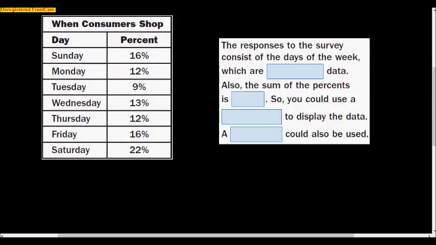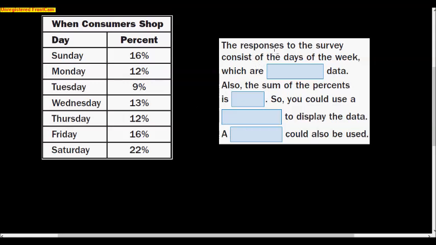Okay, so here's your first example. What they've got here is a survey that was taken, and people were asked what day of the week they went to the grocery store. You can see every day of the week is listed here, and Tuesday was the day to go to the grocery store because not many people are there, but one of the most popular days is Saturday. Makes sense because a lot of people are off work.